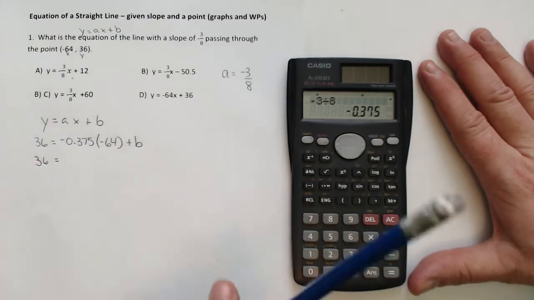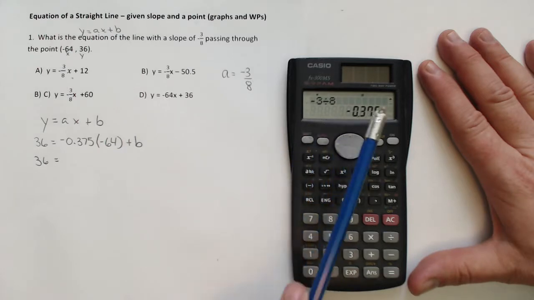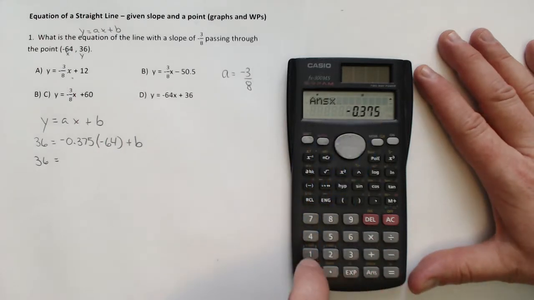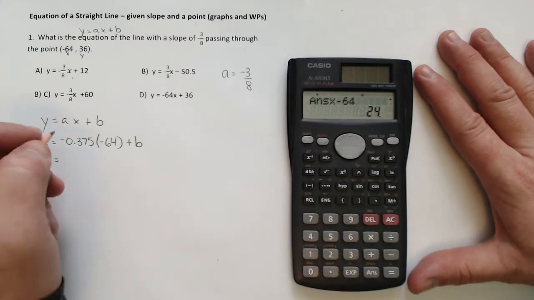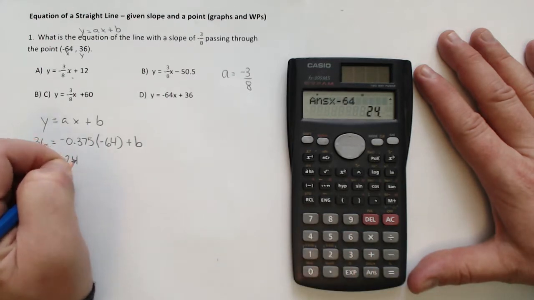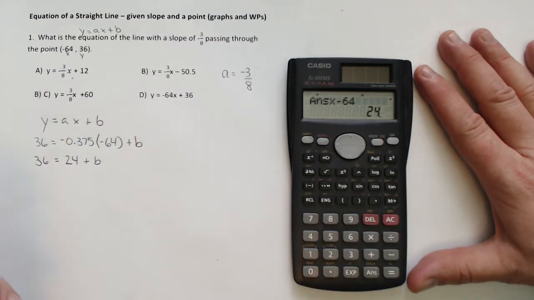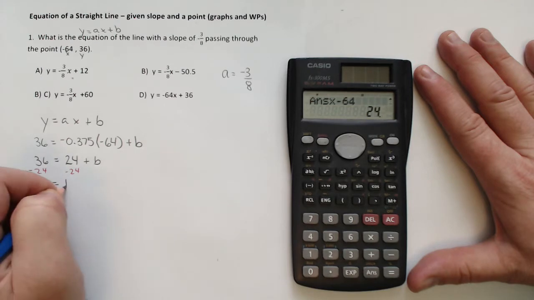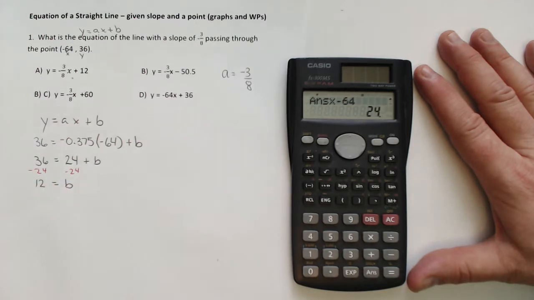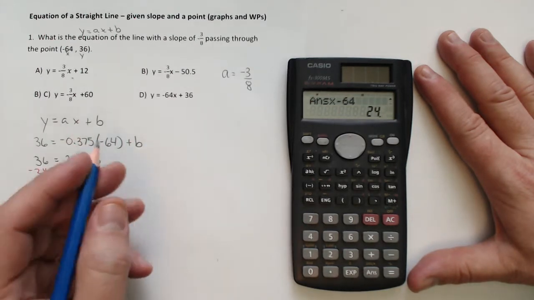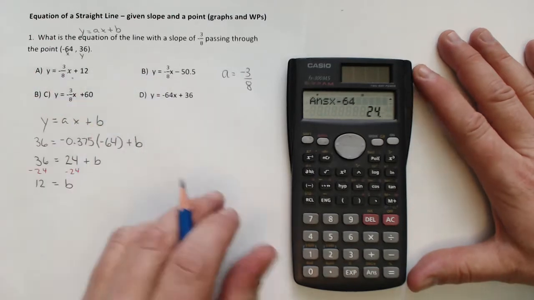So I'm going to multiply here. We have our negative 0.375 already in the calculator. I'm going to times that by negative 64. When I do that, I'm going to get positive 24, which I'm then going to subtract from both sides in order to solve for b, giving me 12.